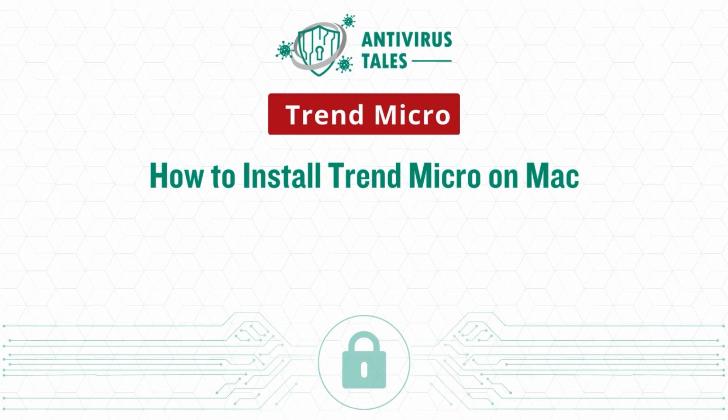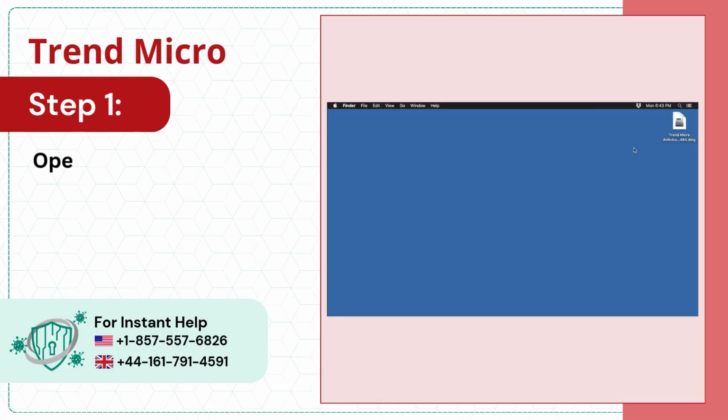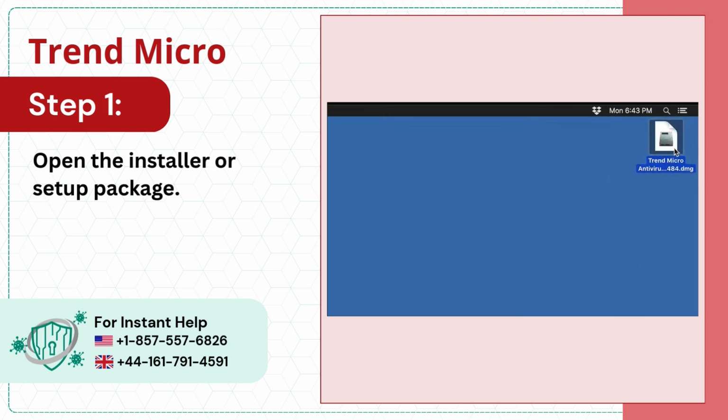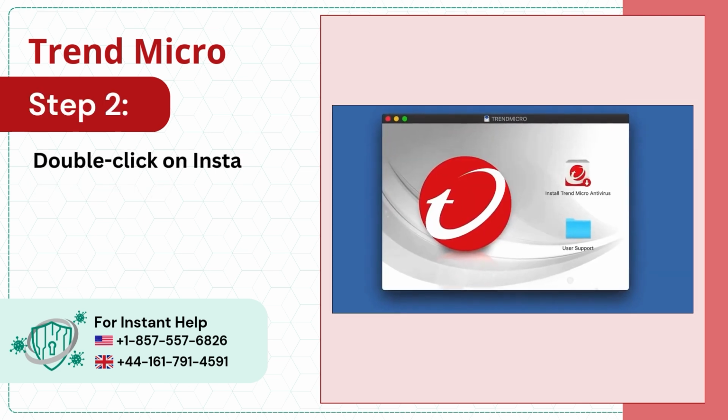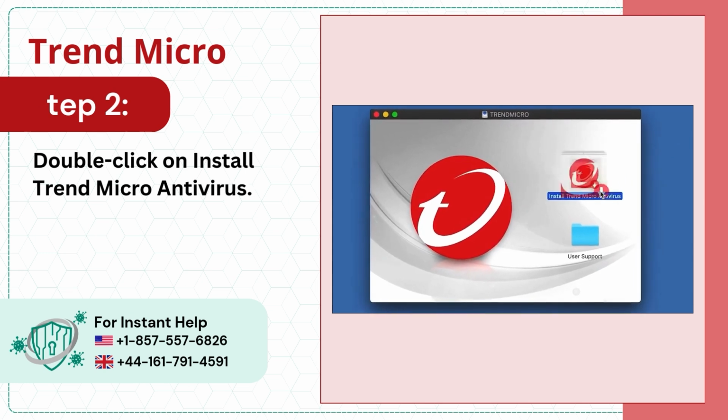How to install Trend Micro on Mac. Step 1. Open the installer or setup package. Step 2. Double-click on Install Trend Micro Antivirus.